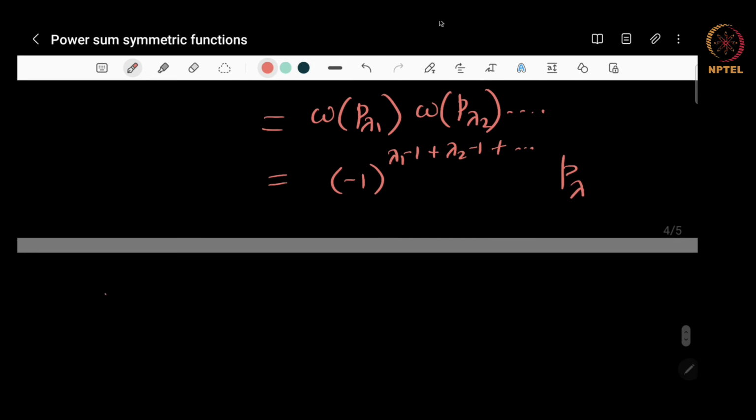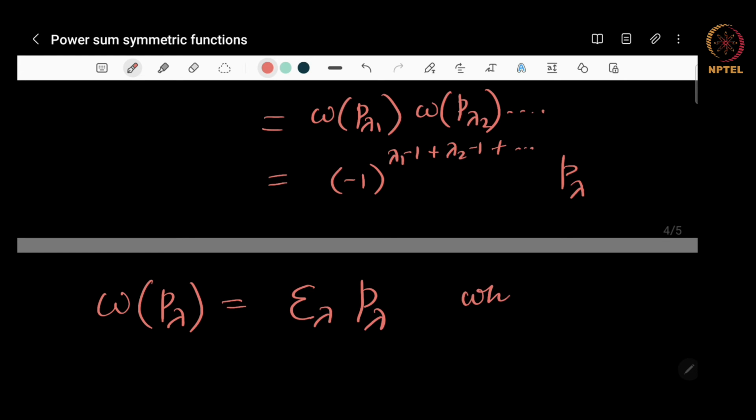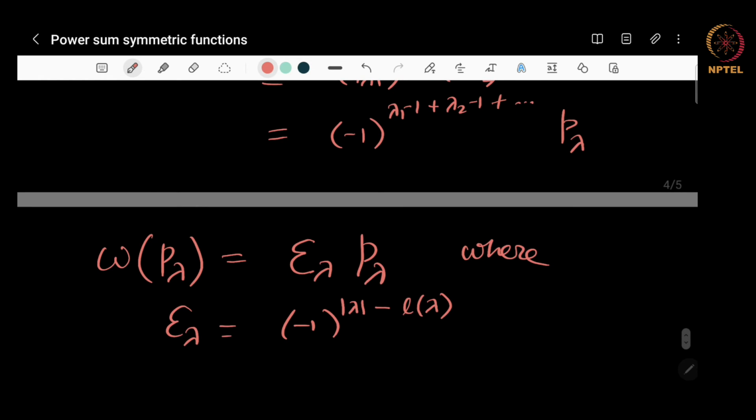So we say that omega acting on P lambda gives me a sign epsilon lambda, where epsilon lambda is, well, what's this? It's minus 1 power the sum of all the parts of lambda, and that's what we call mod lambda, and minus, there are many ones. How many ones do you have? As many as there are parts of lambda. So this is called the length of lambda, the number of parts in lambda.